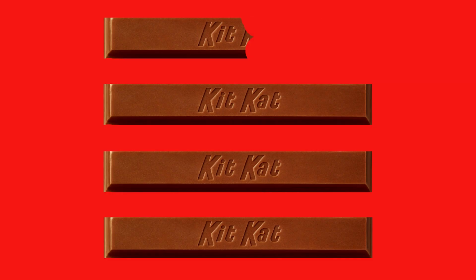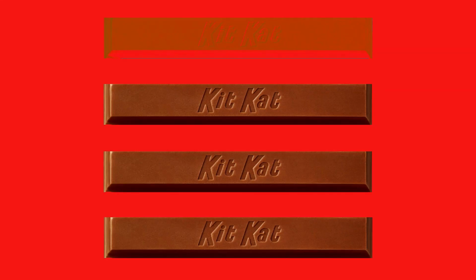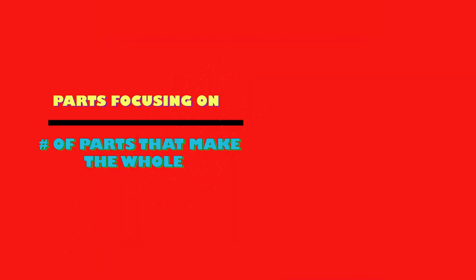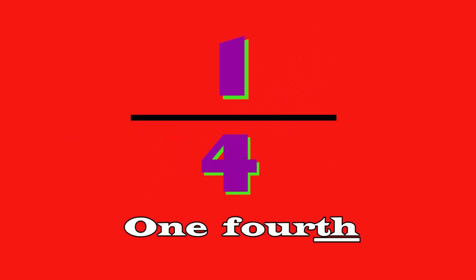Now let's say I ate one of those pieces. Nom, nom, nom, nom. What fraction of the candy bar did I just eat? Let's pause the video and think about it. I ate 1 piece. So the pieces I am focusing on is 1. How many pieces made a complete Kit Kat bar? 4. So I'm going to write 1 over 4, which is the fraction of what I ate, which we would read as 1/4.